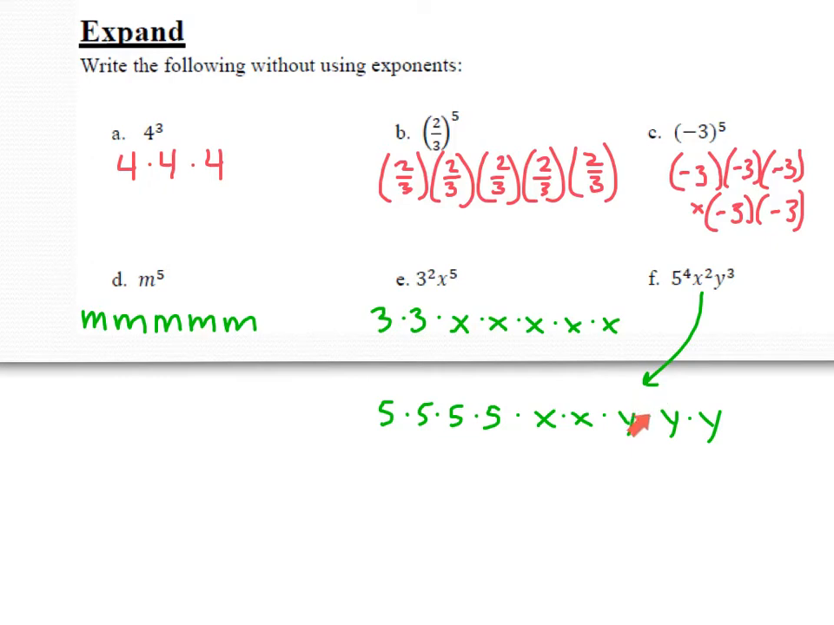Part F, oh boy, I hope you stretched before you did this one. All right, a number, an x, and a y. So I got 2 variables and a number, expanded each out. 5 to the 4th power means 4 5's multiplied together. x to the 2nd power means 2 x's multiplied. y to the 3rd means 3 y's multiplied together. Multiplied all those things in one long line, and that is what these powers represent.